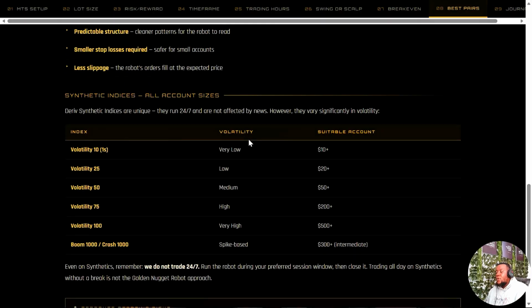On synthetic indices and the account sizes. Volatility 10, volatility 25, volatility 50, they are medium to low risk. Okay. 75, 100, boom and crash, these are high risk type of trading setups. If you do not know the pair and you do not understand the lot sizing of this pair, stay away from it. If possible, first do research on the pair, understand what it is about, and then you can trade it. But choosing the wrong pair also can cause you to lose a lot of money. Always remember that.